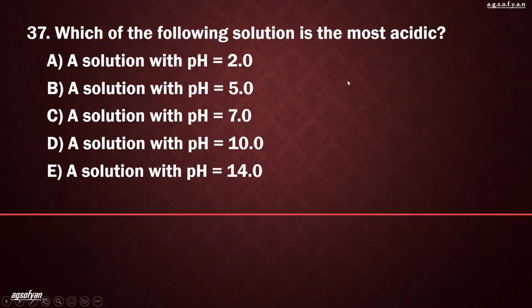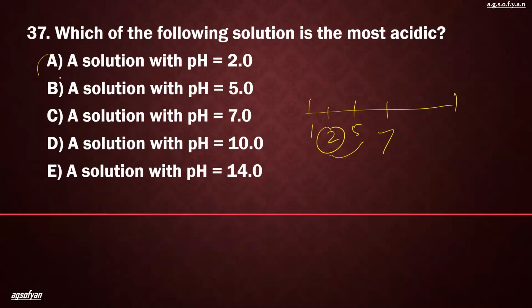Which of the following solution is the most acidic? Okay, A. 7, 1, 2, 5. So 2 is more acidic than 5. Okay, so this one is going to be the most acidic one.